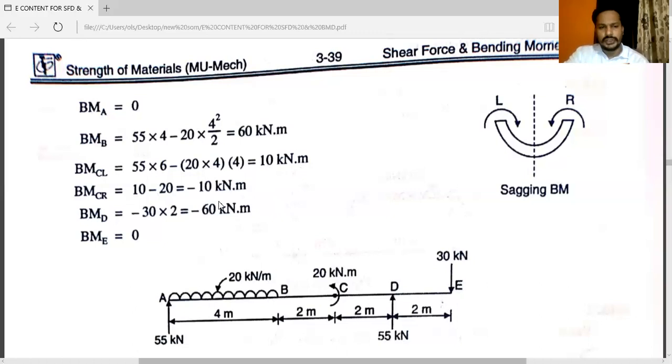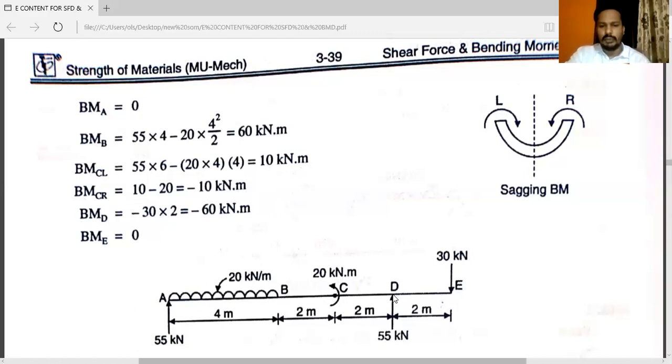Here minus, they have taken additional moment, that is minus 20. So the answer will be minus 10 kilonewton into meter. You can see here, just to the left and just to the right. Now the next, bending moment at point D.